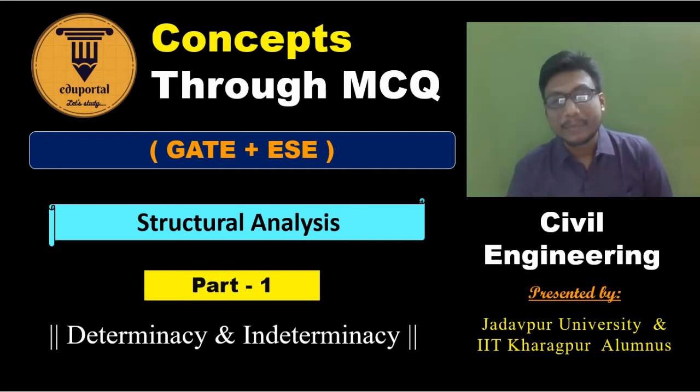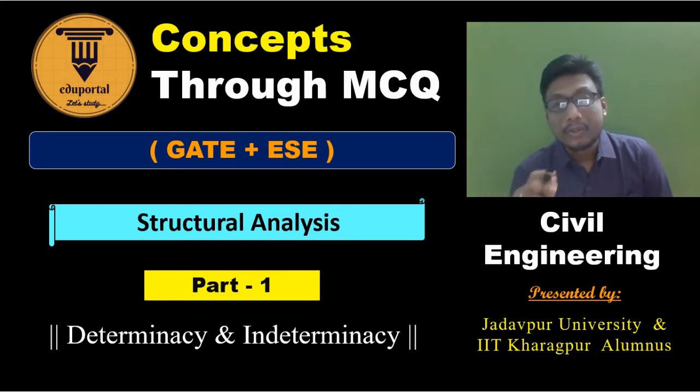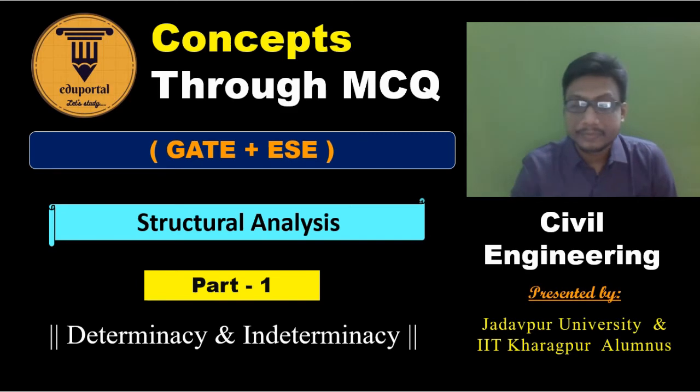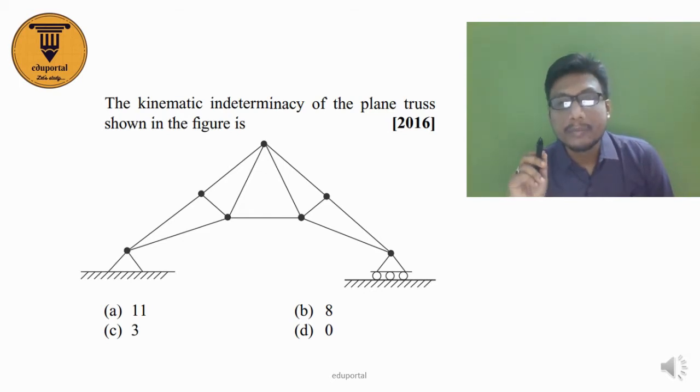So let's get started. Today we are going to discuss questions from the structural engineering section, and the topic is determinacy and indeterminacy. Here is the question for you. The question says: find the kinematic indeterminacy of the plane truss shown in the figure. The question is on your screen and you can see the plane truss, and we need to determine the kinematic indeterminacy of this structure. Option A is 11, option B is 8, option C is 3, option D is 0.